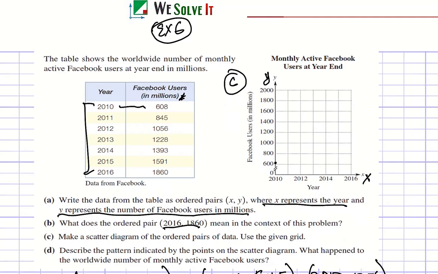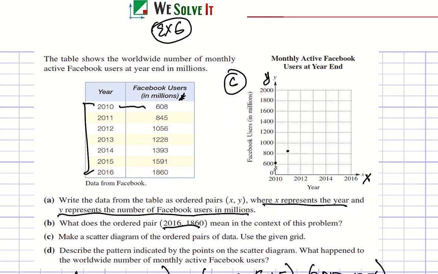So we said 2011 is between 2010 and 2012. So there were 845. Let me see, 845 should be probably somewhere here.